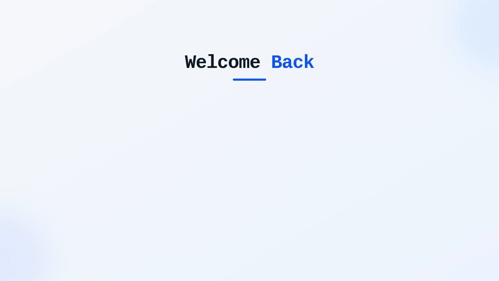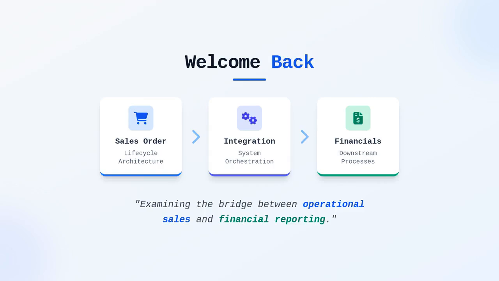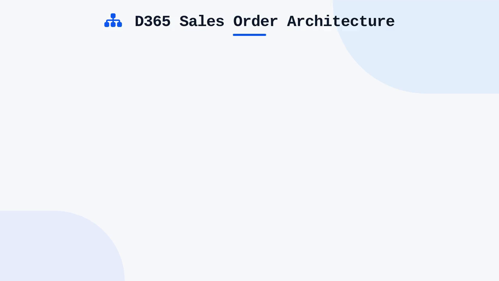Welcome back. In this session, we will examine the architectural components of the sales order lifecycle and how they integrate with downstream financial processes. The architecture of a sales order in Dynamics 365 Finance is built upon a hierarchical structure that necessitates a clear separation between the header and line items.